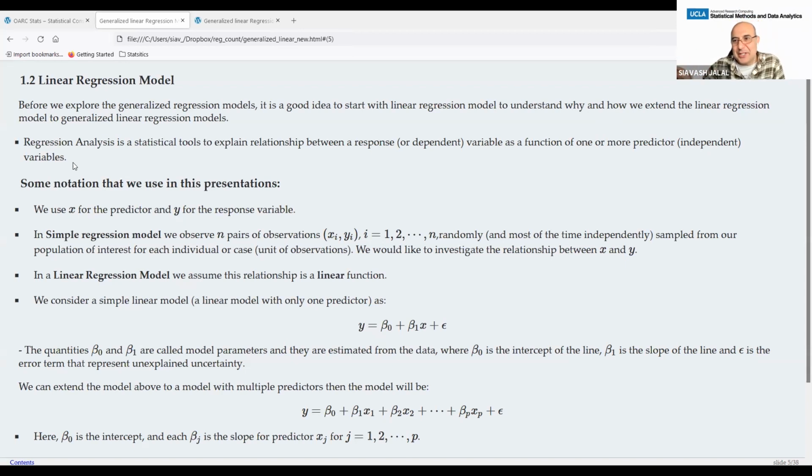Basically, what is a regression model? Regression model is the model that you want to explain relationship between two variables. One variable is a response variable or dependent variable, and one variable is an independent variable. Or you can have many predictors or independent variables.